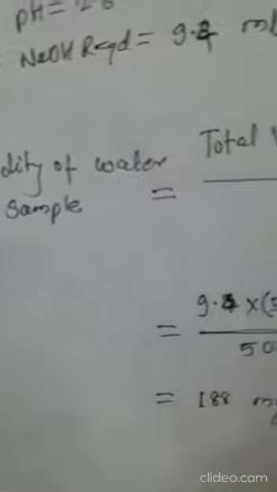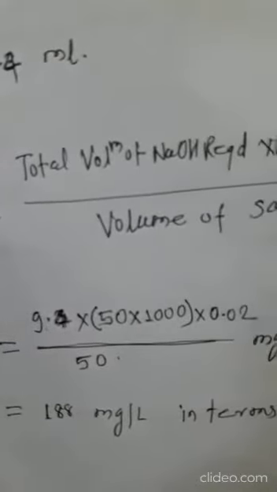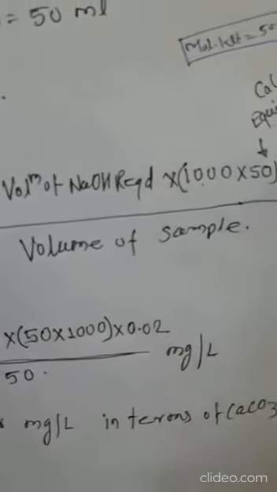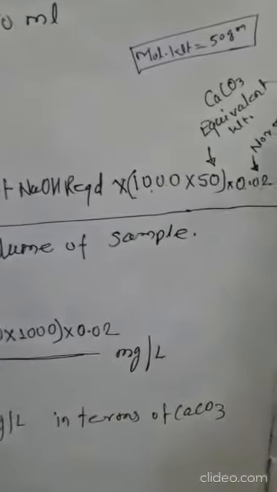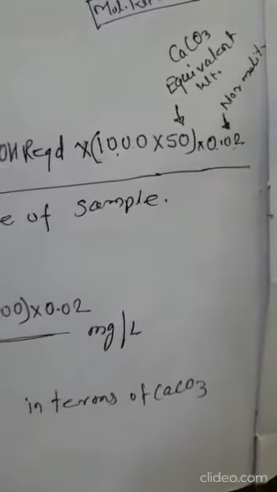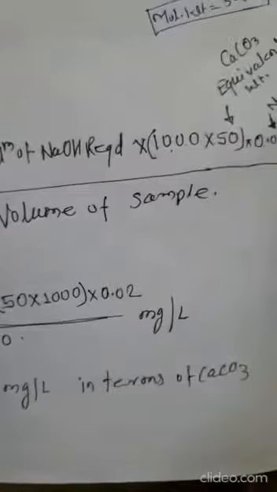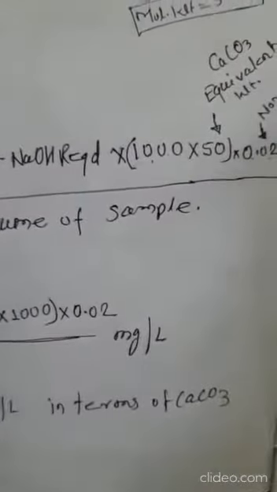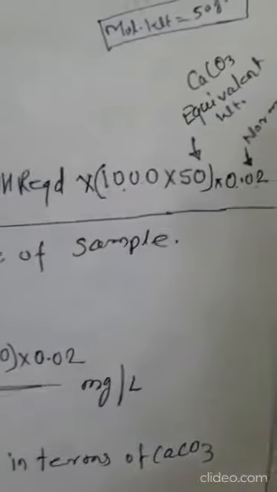How will you calculate the acidity? Acidity of the given water sample in milligram per liter in terms of CaCO3 equals total volume of NaOH required, whatever is our end point, say 13.8 ml, so take it as it is, into 1000 into 50, into 0.02. That is fixed, no need to change it. Divided by volume of sample.